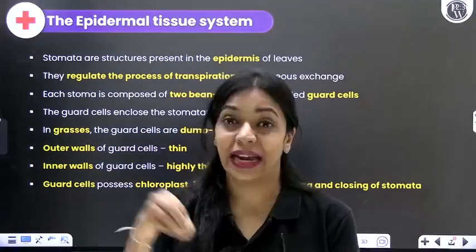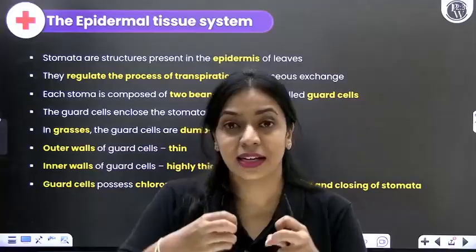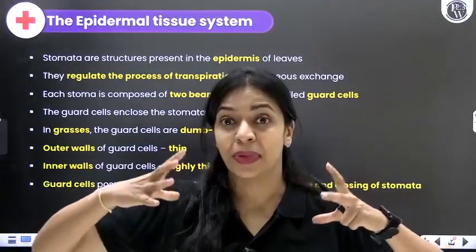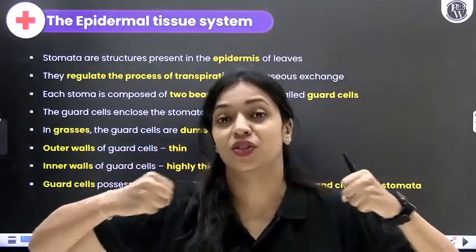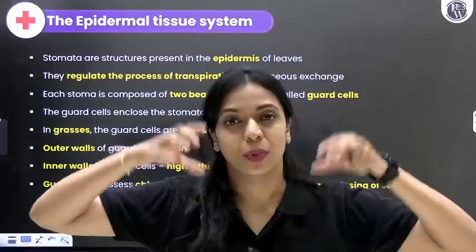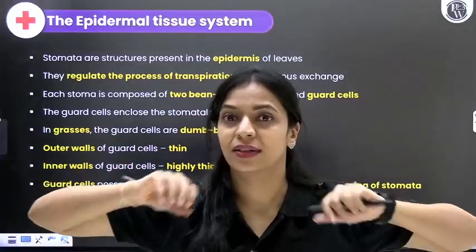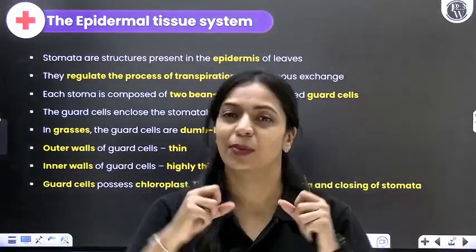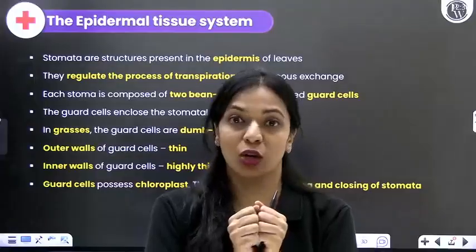If water is entering into the guard cells, it will expand. It will become bigger and it will stretch out. When it stretches out, that pore will open. When the guard cells will lose water into the surrounding subsidiary cells, it will become flaccid and the pore will close shut.